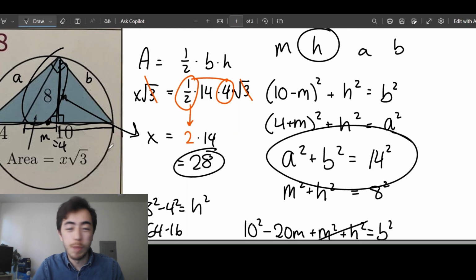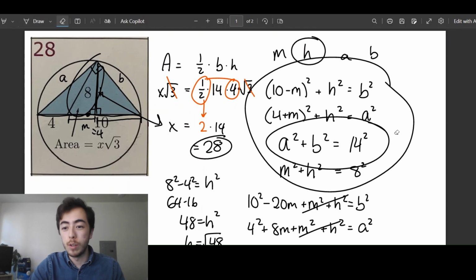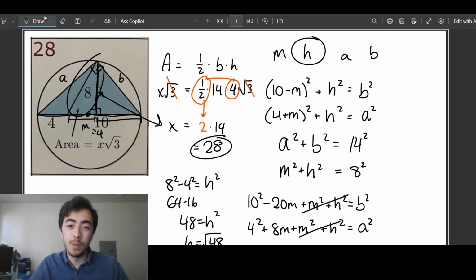So maybe there's a better way to solve it besides making a long list of equations. This is the best way that I could solve it, finding a system of 4 equations and 4 unknowns, finally nailing down one of them, and then using that information to solve for the one that we really wanted, which was h today. So the area is 28.